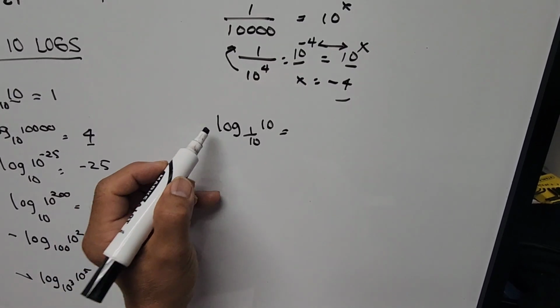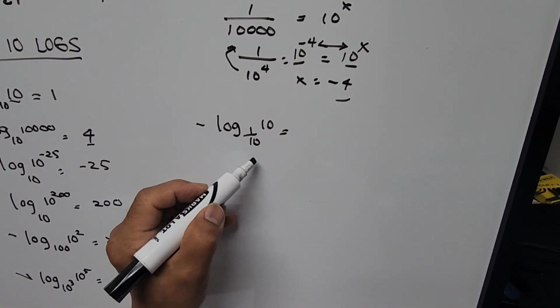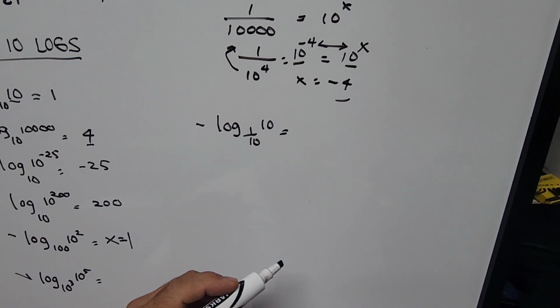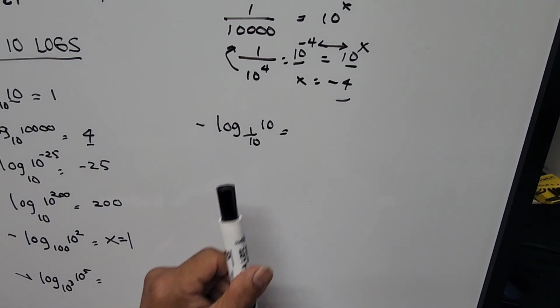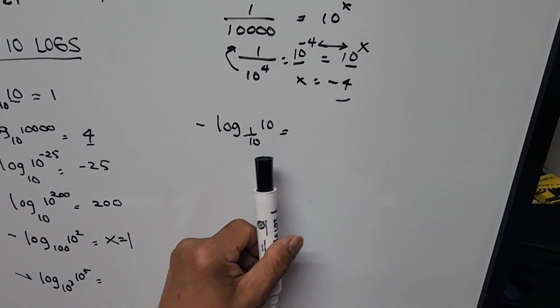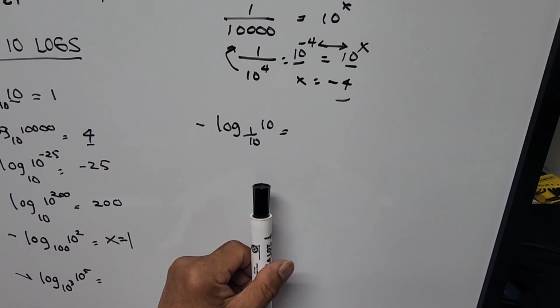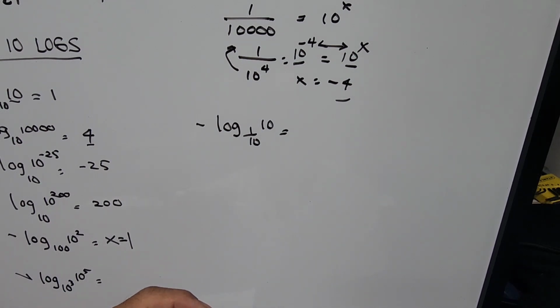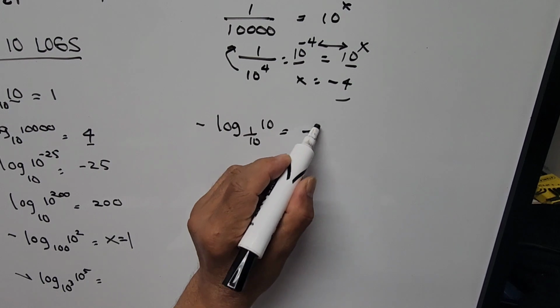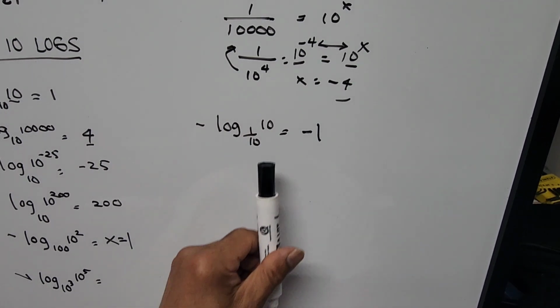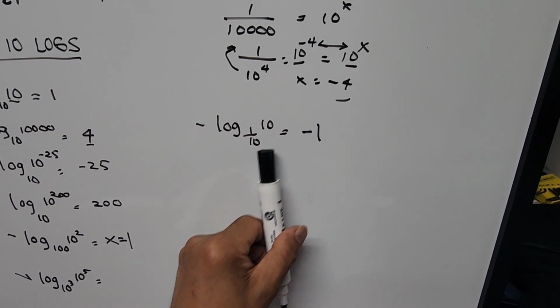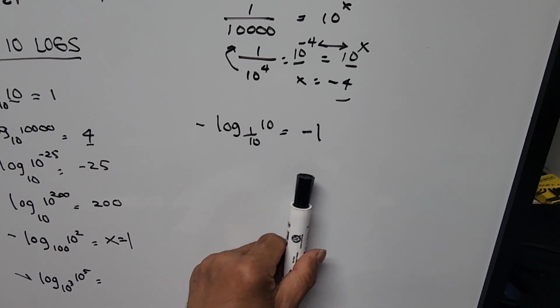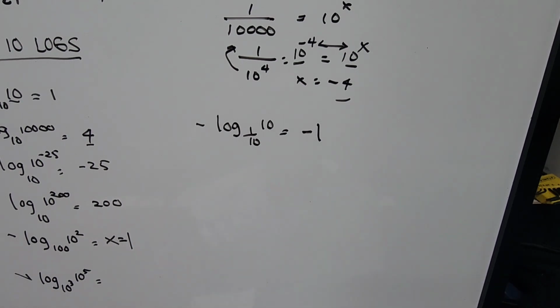And what about this? Log base 1 over 10 of 10. Did you notice something? The base and the argument are reciprocal. So what do you think would be the answer? It's negative 1, right? Negative 1. So if you see the base and the argument are reciprocal with each other, it means the answer will be negative 1. So let's prove.